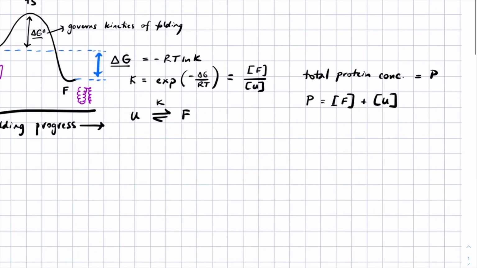Now we can rearrange things just a little bit. If we divide both sides in this expression by p, we get 1 equals the concentration of the folded conformation divided by p plus the concentration of the unfolded conformation divided by p. Okay?